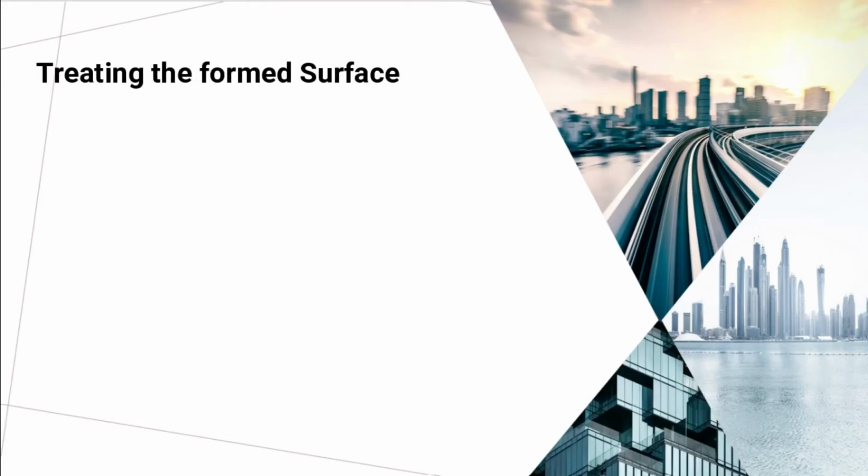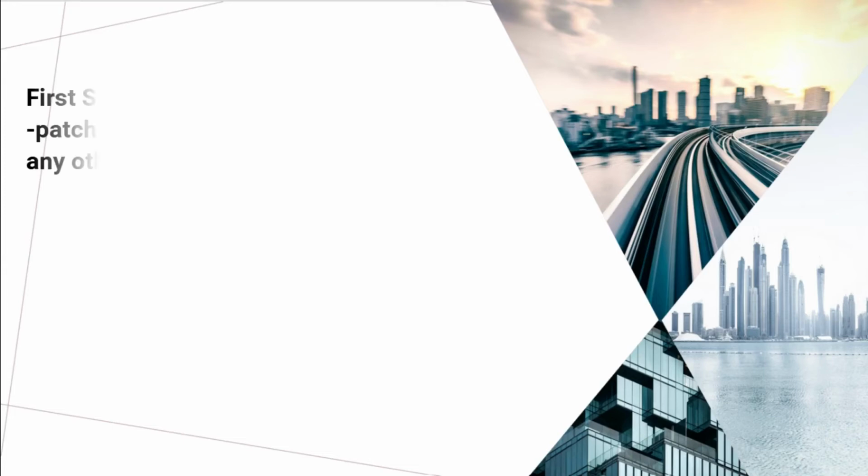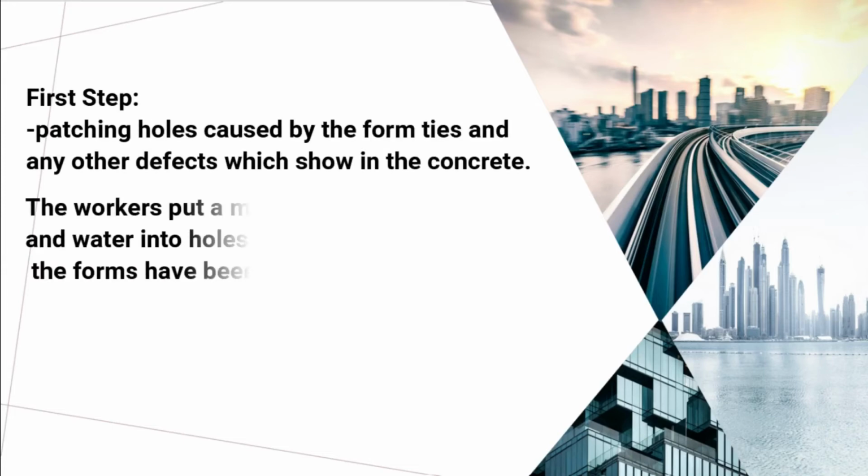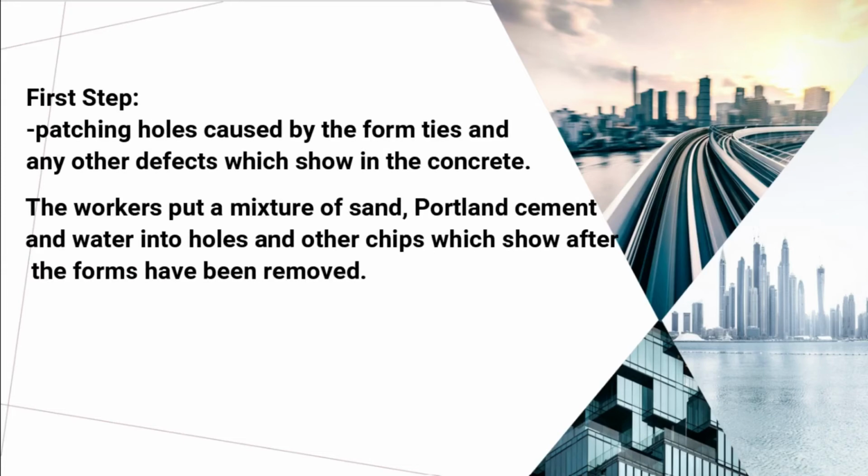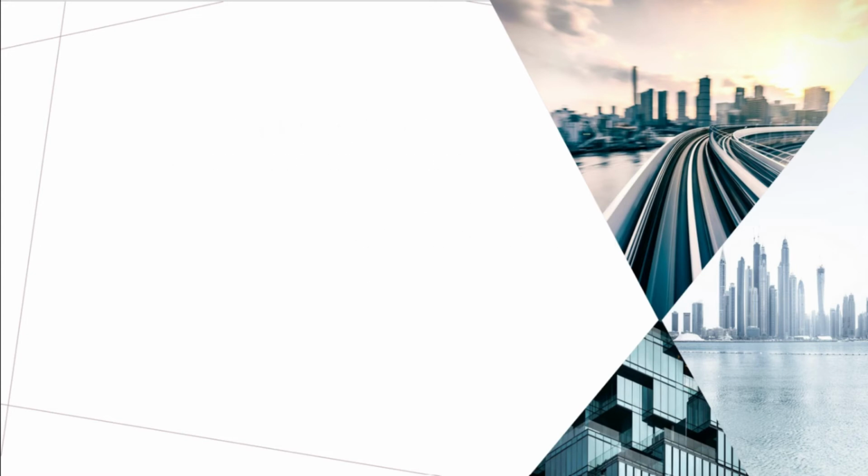Treating the formed surface. Formed surfaces are those which touch the forms and can be seen only after the forms have been stripped. The first step that the concrete worker takes in treating formed surfaces is patching holes caused by the form ties and any other defects which show in the concrete. The workers put a mixture of sand, Portland cement and water into holes and other chips which show after the forms have been removed. The final treatment depends on the location of the surface.